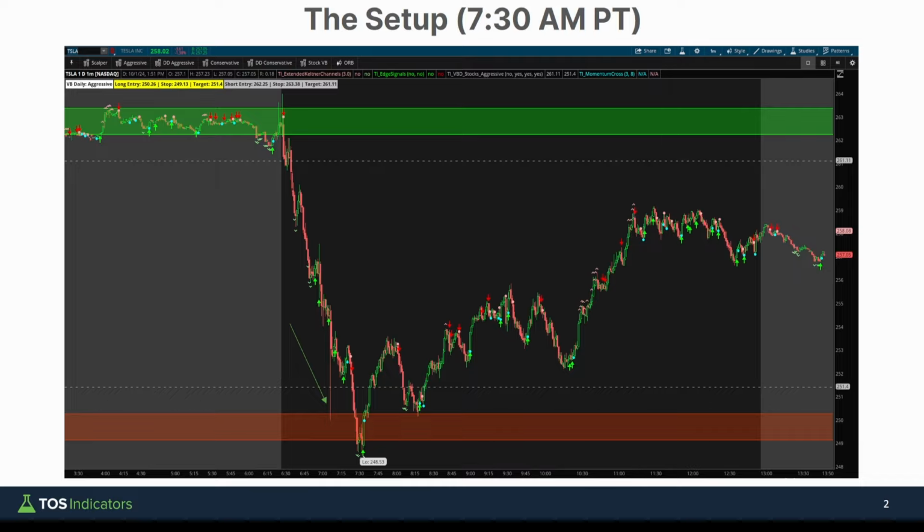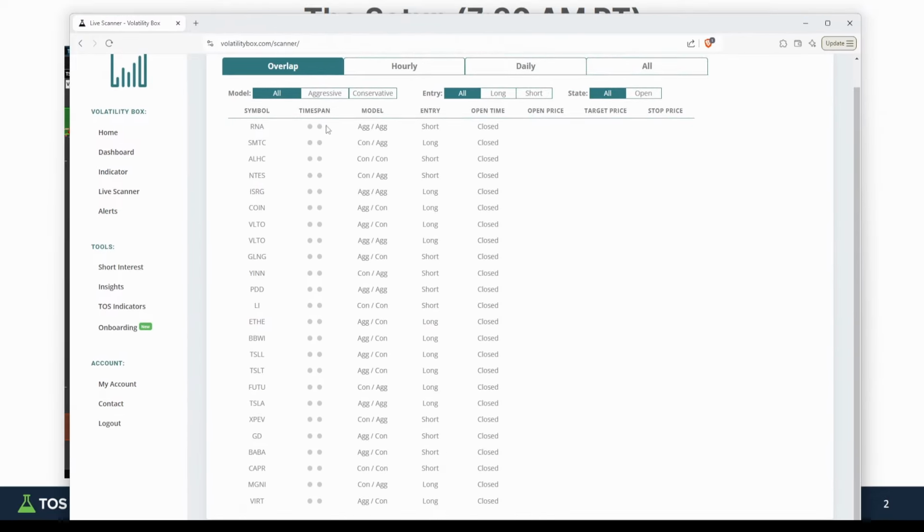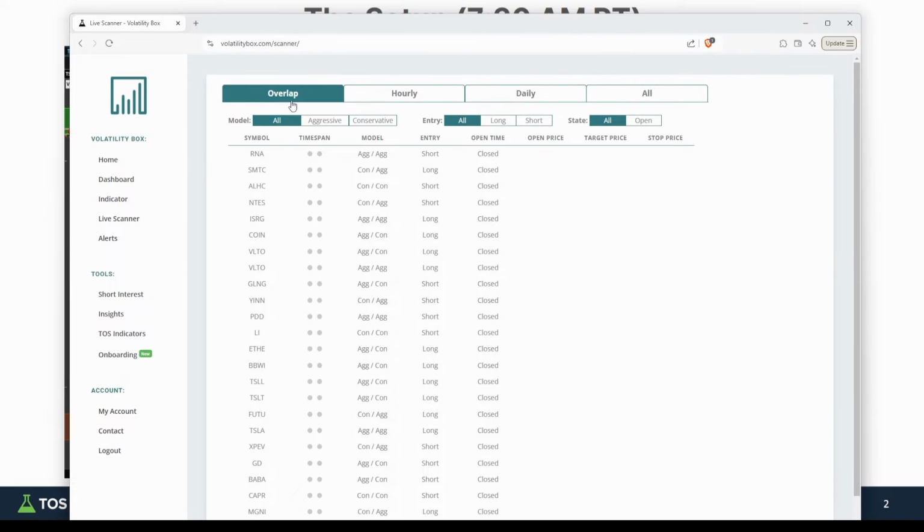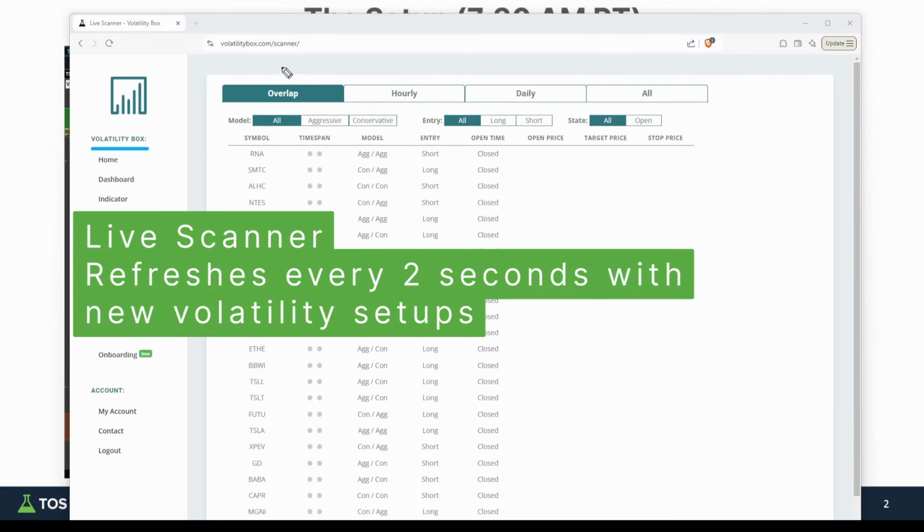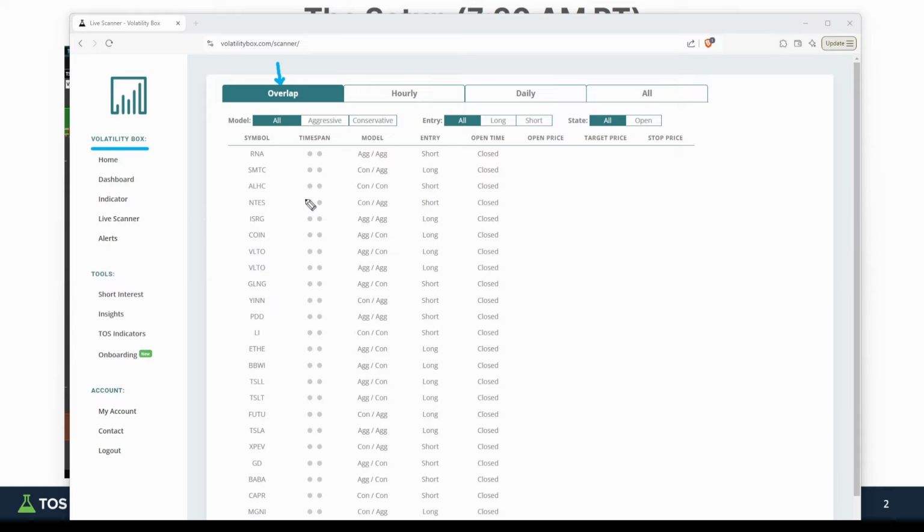The setup in Tesla today came as a result of Tesla being one of the few stocks on our Stock Volatility Box Live scanner, specifically the Overlap tab. The Overlap tab, think of it as your best of the best. It's looking for places where you have an hourly volatility edge along with a daily volatility edge.